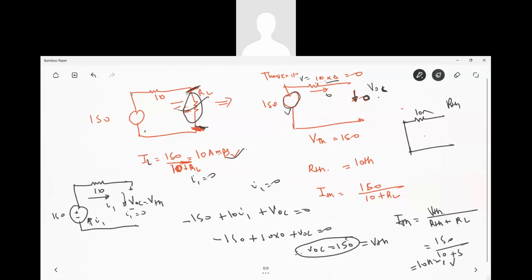The mistake we were doing is that we were not adding this RL here, right? We were not completing the circuit. You're getting my point. So it is the same thing.